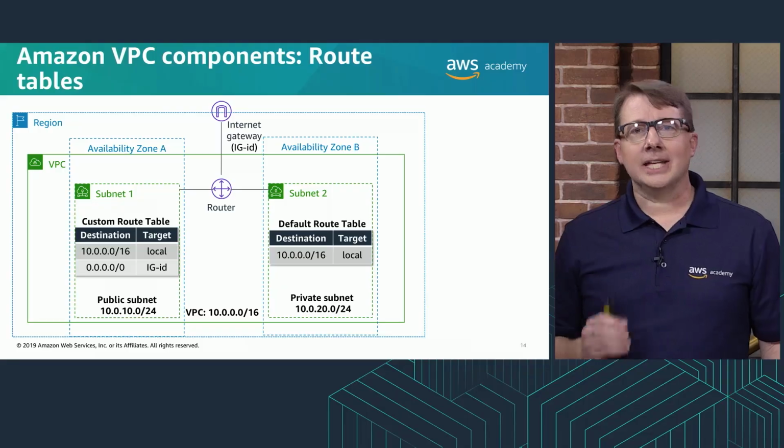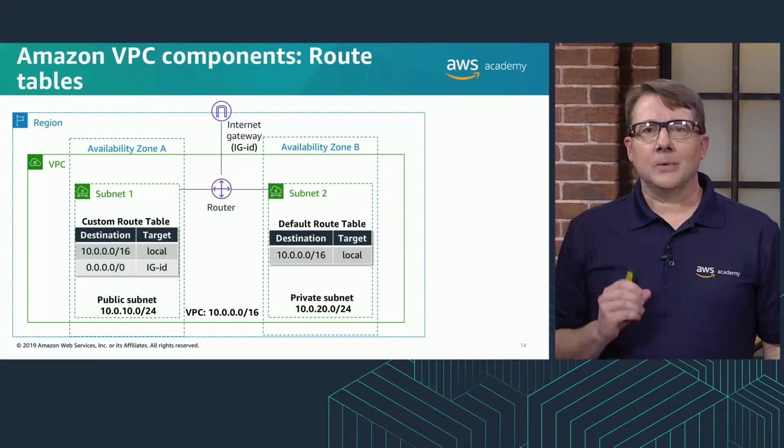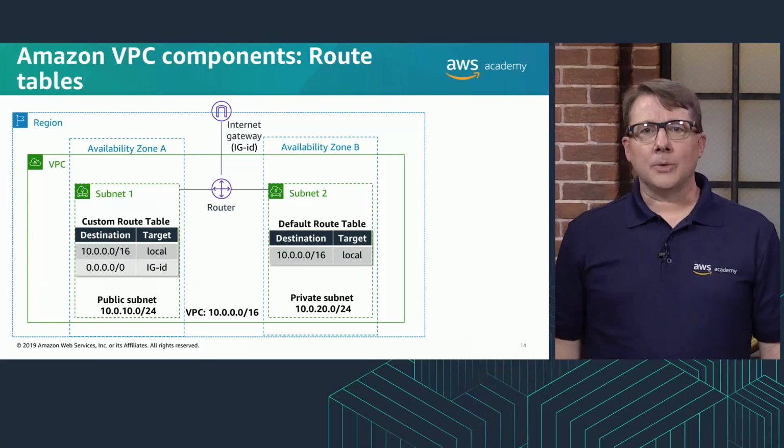Each VPC might also have an internet gateway attached to it. An internet gateway is a service that routes traffic to the internet. When an internet gateway is attached to a VPC, route tables that belong to public subnets might use it to forward traffic out to the internet.